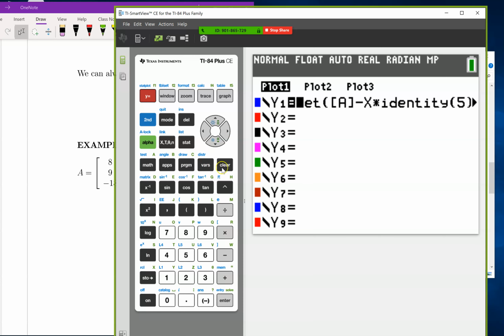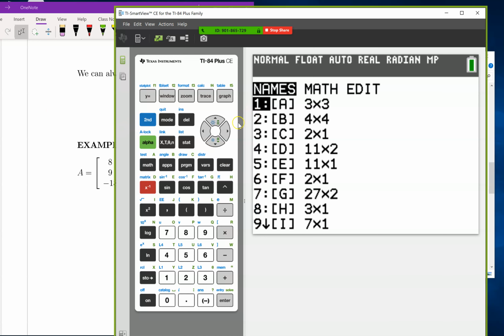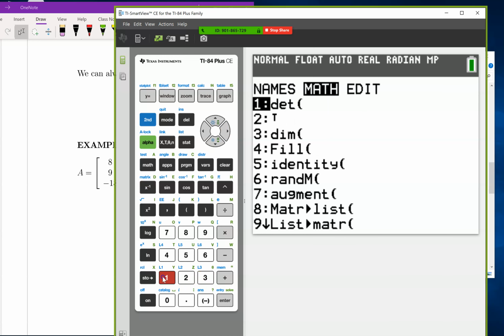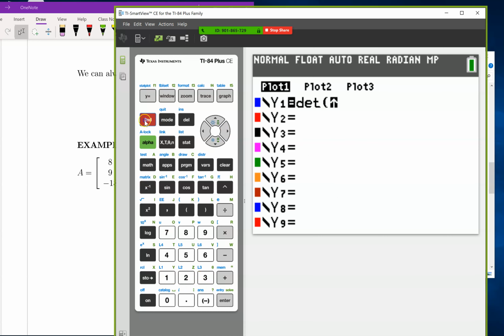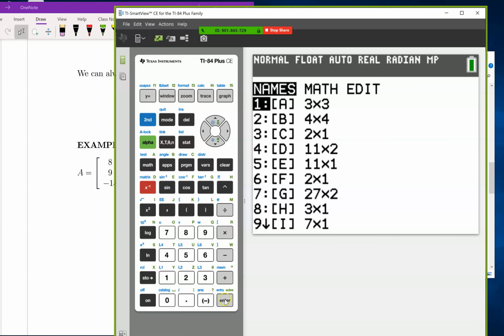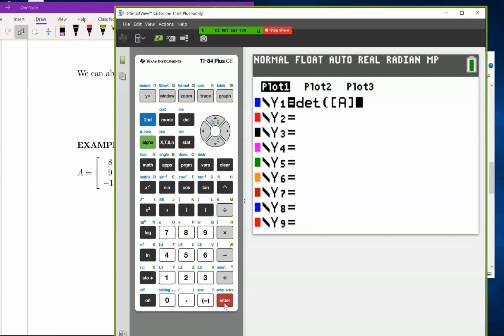I'm going to clear this out so I can show you how we type in the command. Remember, we're trying to solve the characteristic equation. The characteristic equation, again, is the determinant. So we'll go to second matrix and grab the determinant command. Then it's A, or whatever matrix you're trying to find the eigenvalues for. And then minus, for eigenvalues we usually write it as lambda I. In the calculator I don't have a lambda key, so I'll use the X. And then times.